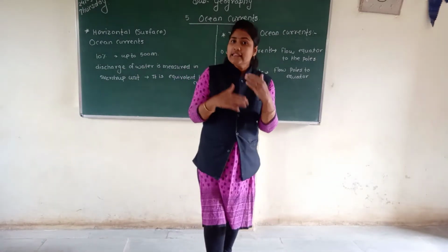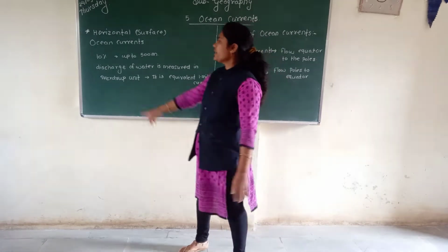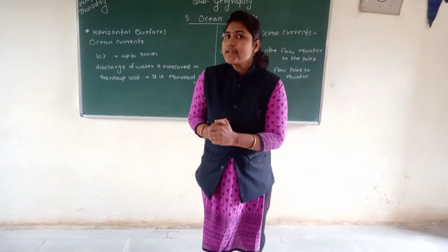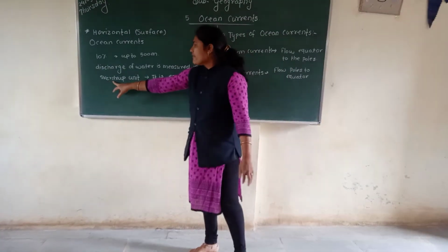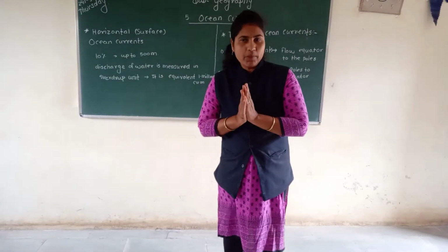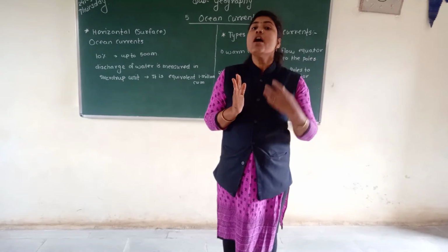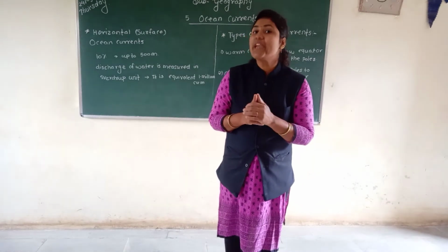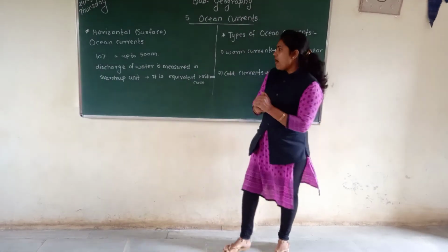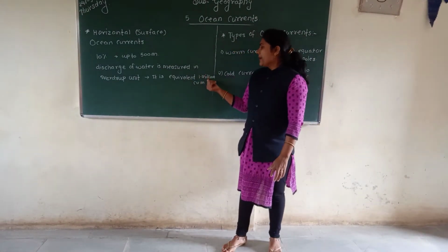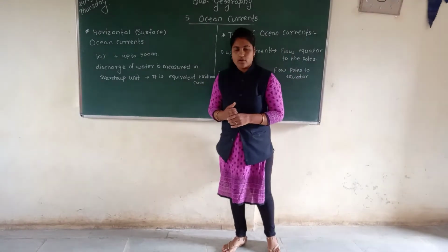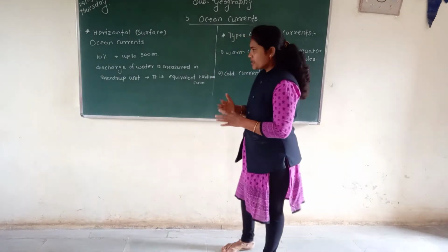What is this 10% water? It is called the discharge of water. And this water is measured by several units. What is the unit name? With the help of that unit, the discharge of oceanic water is measured. One unit is 1 million cubic meters. Okay students, understood?